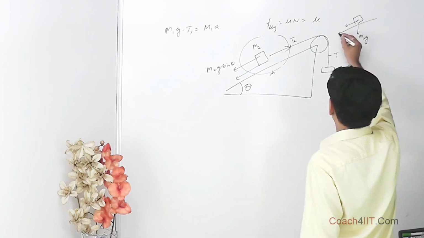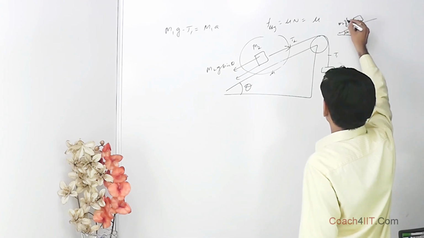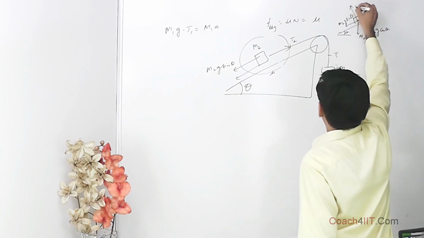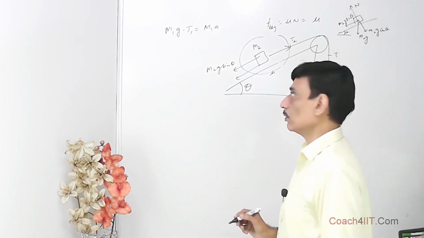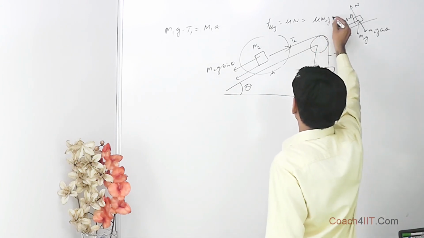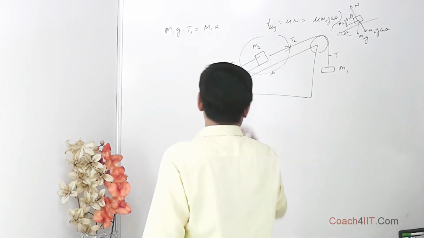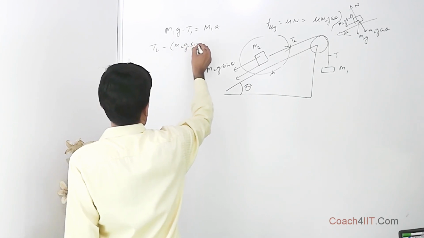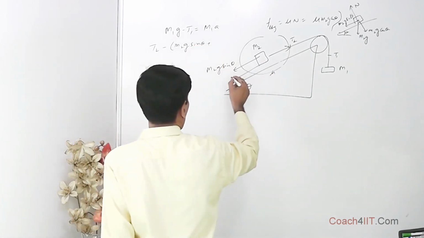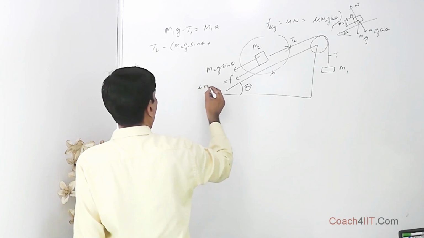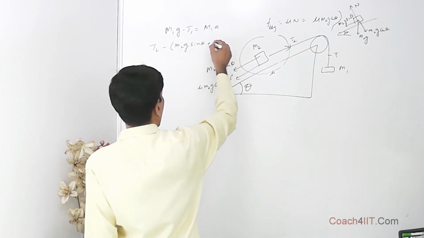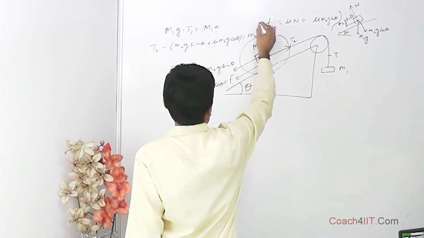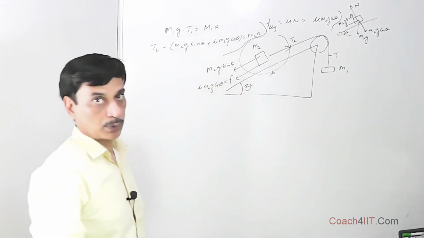m2g is in this direction, this is theta, m2g sin theta is in this direction, m2g cos theta is in this direction, and the normal reaction will be equal to m2g cos theta only. So mu into m2g cos theta, that is the friction force. So for this, it is T2 minus m2g sin theta minus the friction force, mu m2g cos theta, is equal to m2 into a. Net force equals mass into acceleration, that is what we are using.